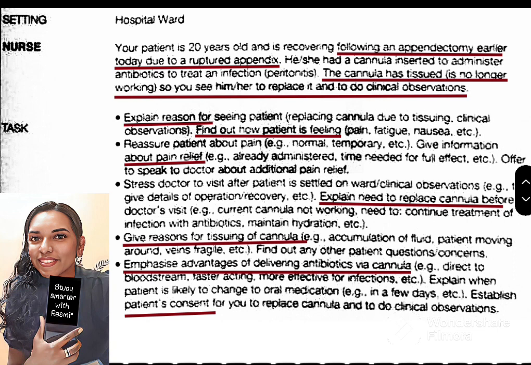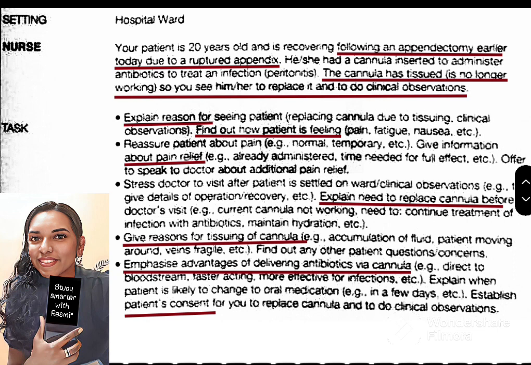Today I came with another informative role play card. This scenario is happening in a hospital ward and you are talking to a patient. So we will see the scenario first, then we will go task by task. Your patient is 20 years old and is recovering following an appendectomy earlier today.